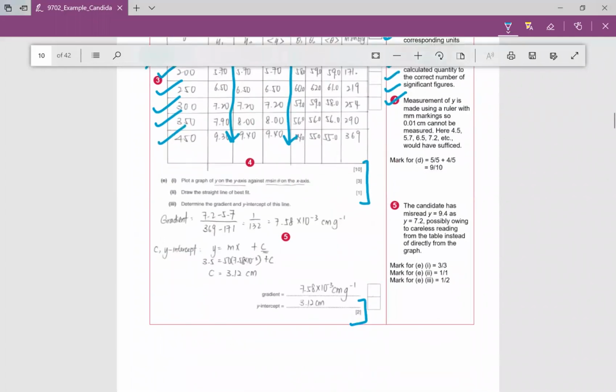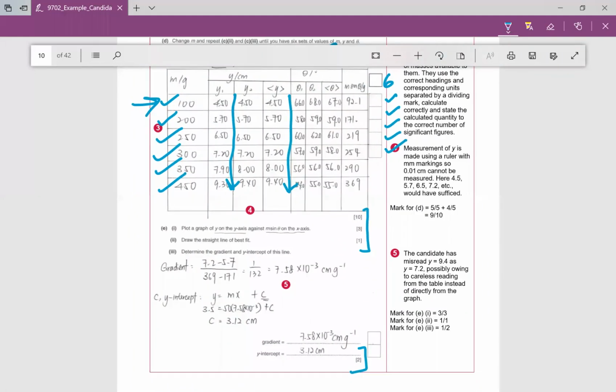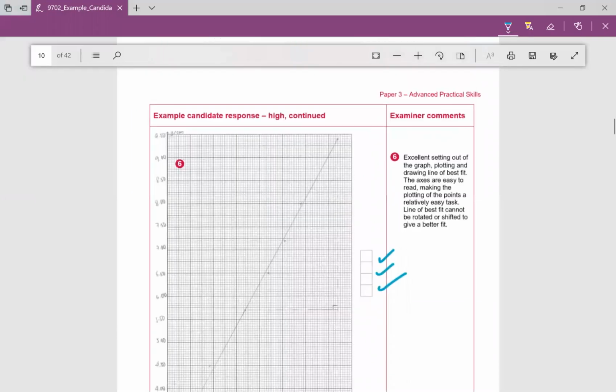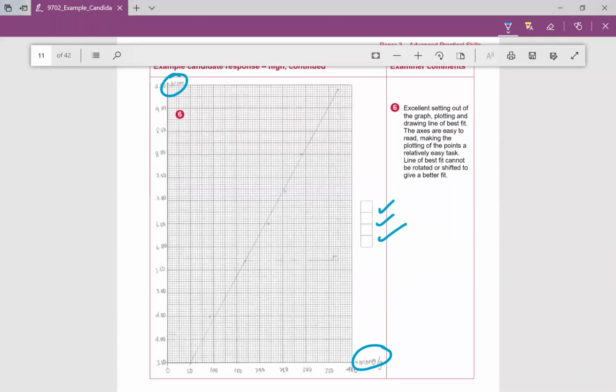Now, having said that, let's suppose we have these values, and the graph had to be plotted for y against m sine theta. Y is on the y-axis, m sine theta is on the x-axis. Now, things that you need to take into account when you're plotting the graph. Number one, the units of each quantity on both axes.